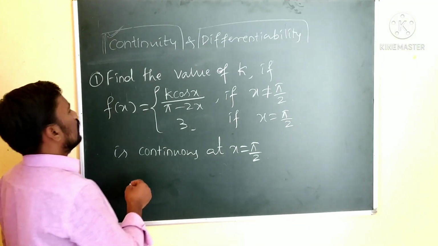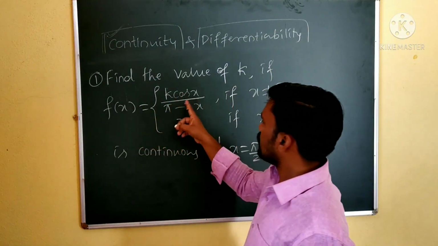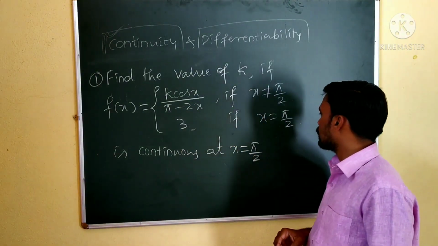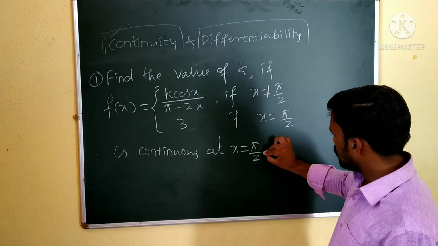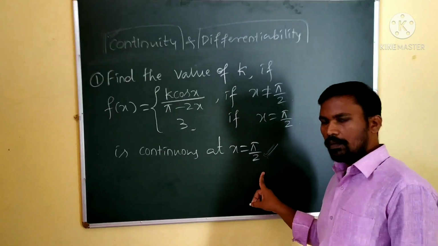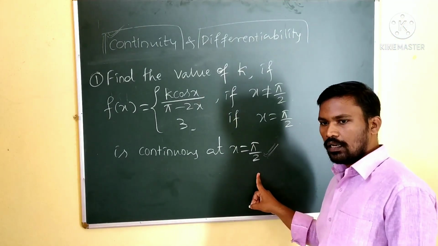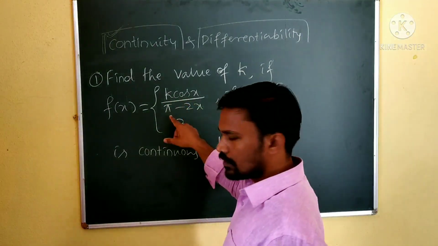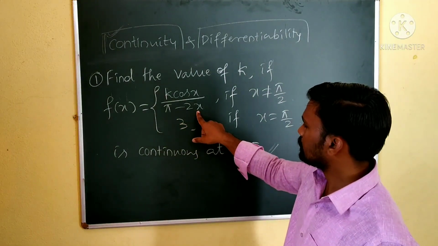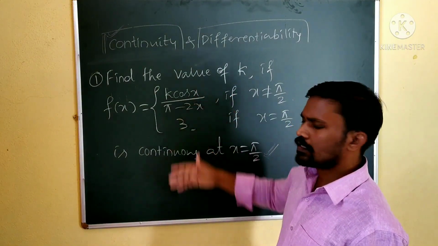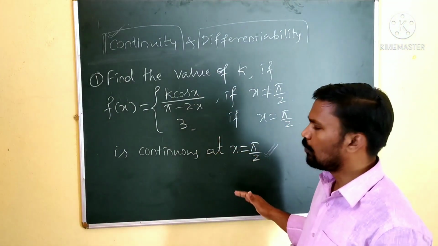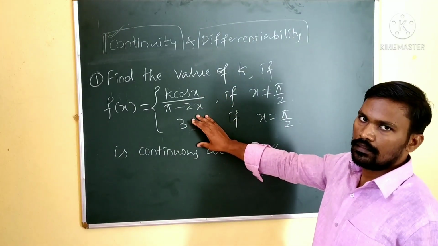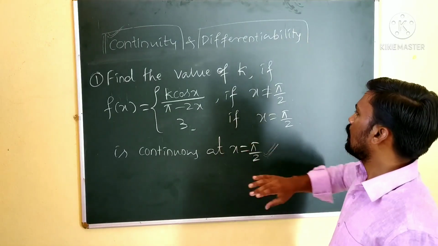Find the value of k if f of x is equal to k cos x by pi minus 2x if x is not equal to pi by 2. Here pi by 2 is the limit point. x is equal to pi by 2 is a limit point, and this is a function, f of x is equal to k cos x by pi minus 2x. The function is classified into two parts. This is one part, and this is another part.